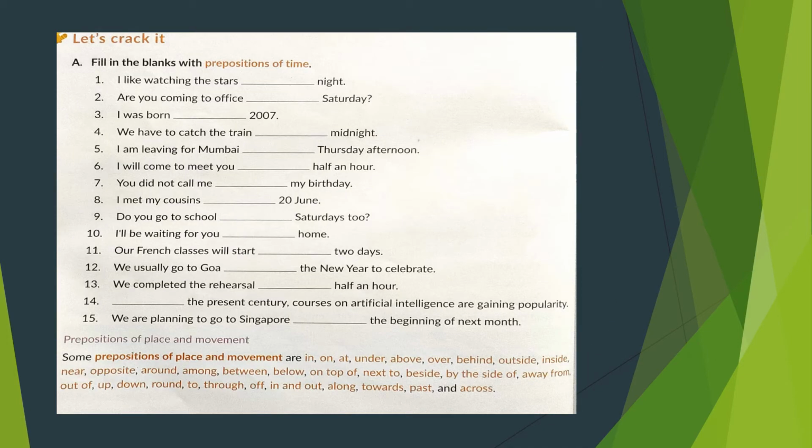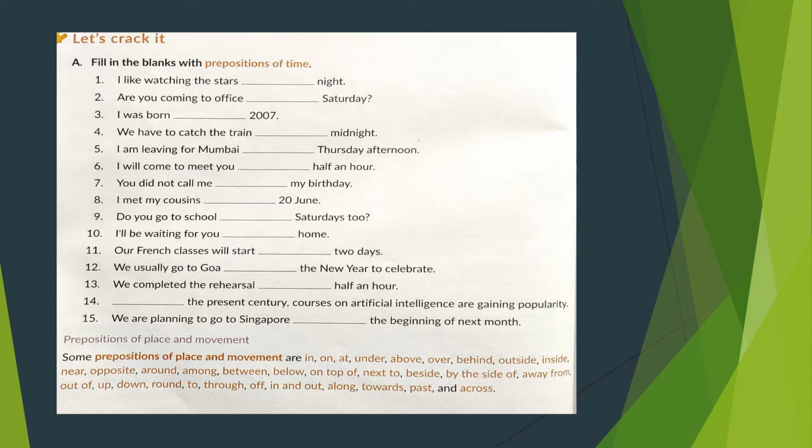So let us come to the first exercise. It is related to prepositions of time. 15 sentences are here. Let us see. I like watching the stars at night. Are you coming to office on Saturday? I was born in 2007. We have to catch the train at midnight. I am leaving for Mumbai. Yes, on Thursday afternoon. Correct. Rest of the sentences, children, you shall have to do it on your own.